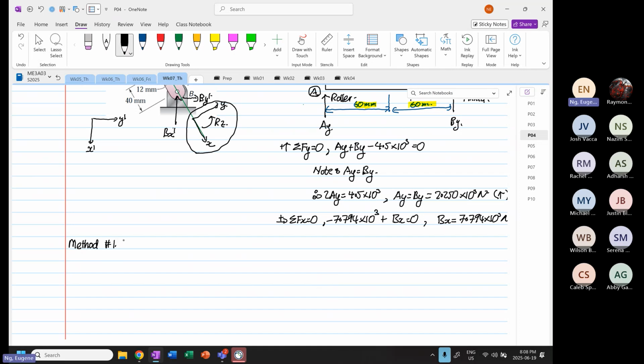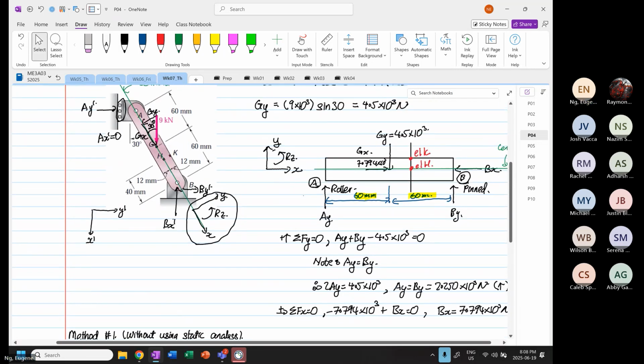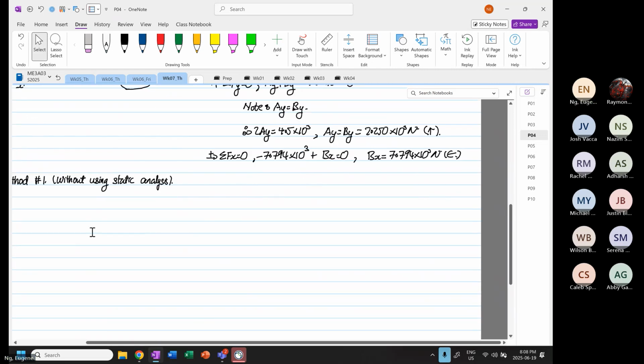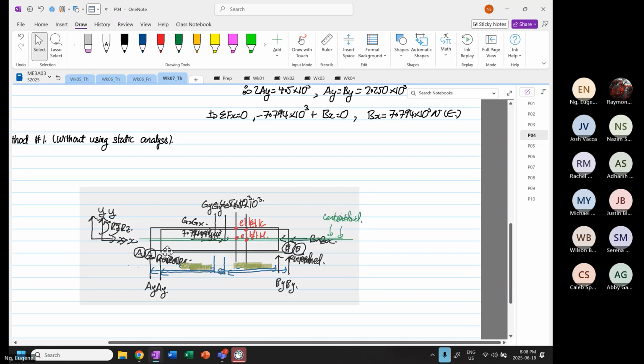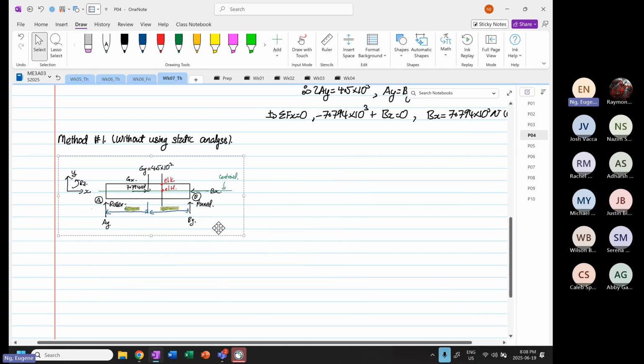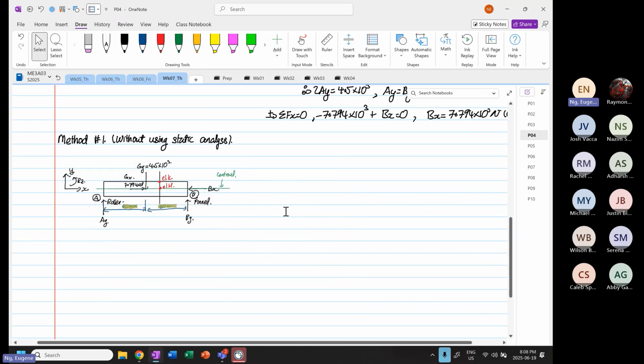Okay, so method number one, I'll write down here, without using static analysis. And I'm going to take this diagram with me. I'm going to copy and paste it as an image. So relative to this image over here, which we'll use.